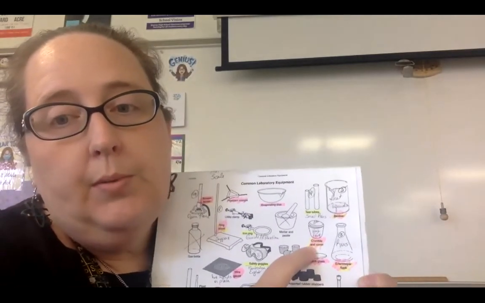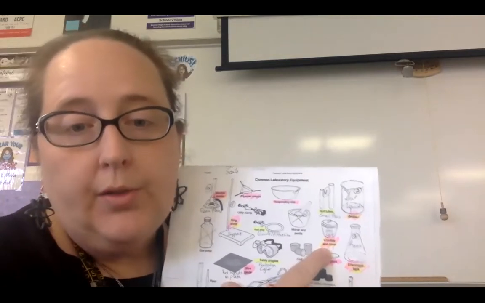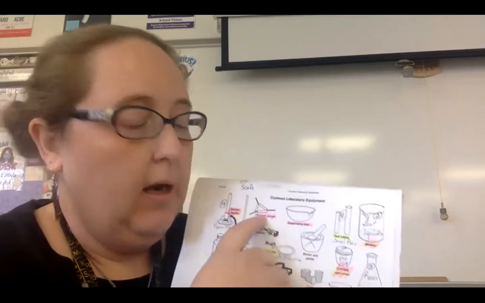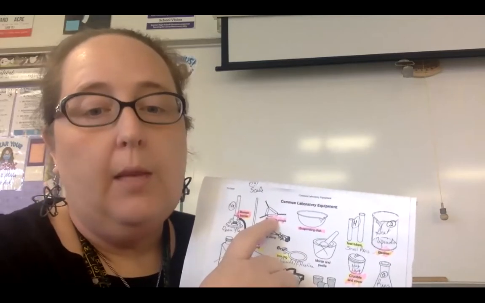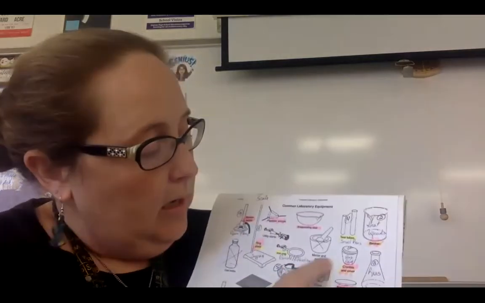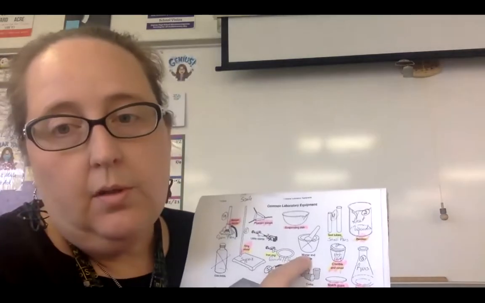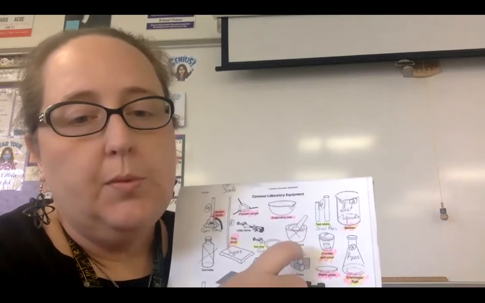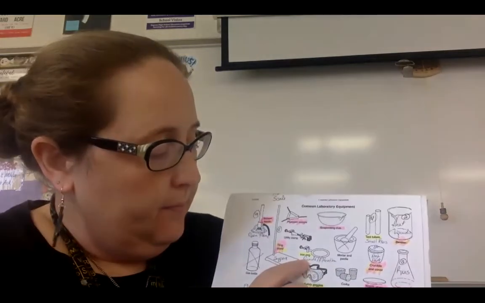This is called a crucible, and then it has a little cover on it. A lot of times you would use it for dehydrating of a hydrate. That's most of the time what we use it for. It's something that can handle high heat. You would set that on the triangle and put it over your Bunsen burner. Mortar and pestle, we do not use. That's something we really don't use in high school, so just put an X on it.